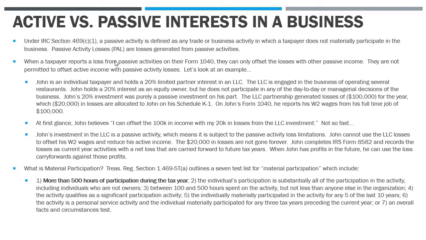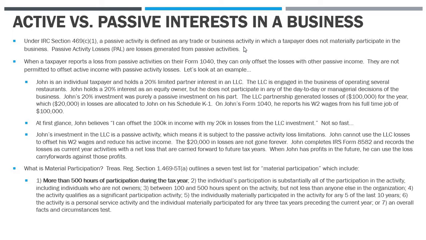Okay, so if we start with some of the basics here, Section 469 defines a passive activity as any trade or business activity in which a taxpayer does not materially participate in the business. Okay, so PAL, or passive activity losses, are losses generated from those passive activities. Now, when a taxpayer reports a loss from passive activities on their Form 1040, those losses can offset other types of passive income, but you are not allowed to offset active income with those losses.